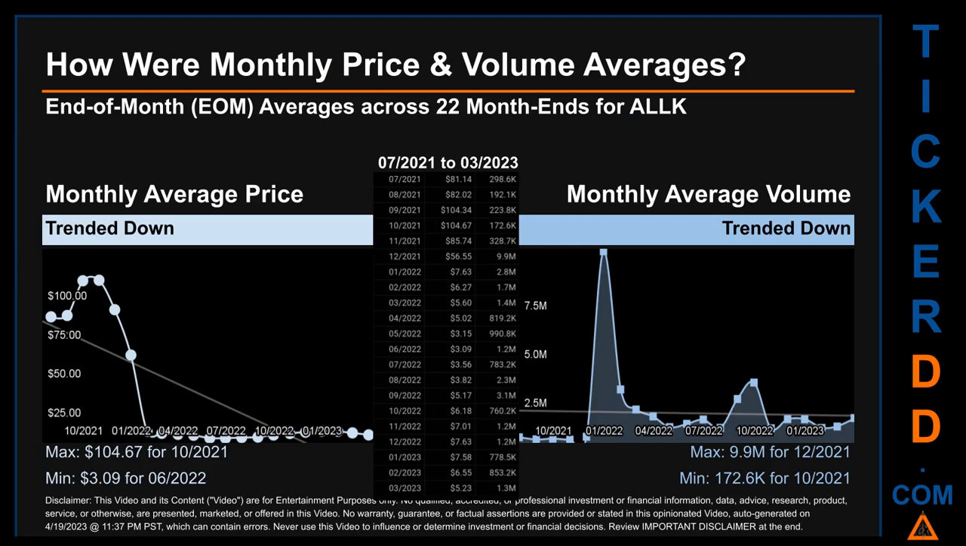Looking at volume, 12/2021 and 10/2021 respectively saw the highest and lowest monthly average volume at 9.9 million and 172.6 thousand.